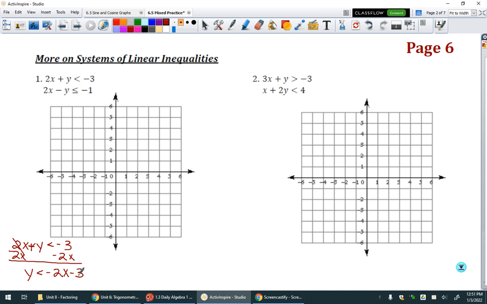So here's my equation. We are going to graph it. We're going to go through it a little bit slowly just to make sure that everyone's on the same page. What is my y-intercept? William, what's my y-intercept? -3, excellent. What is my slope? Jenna, what's the slope?